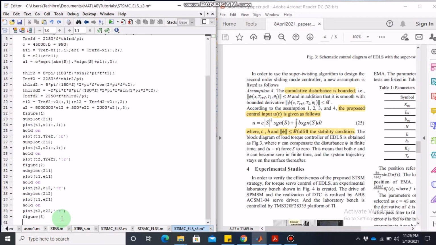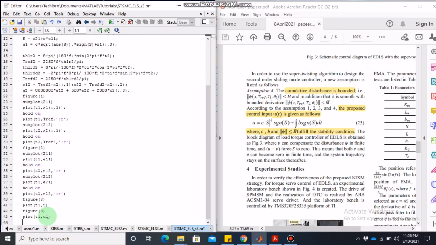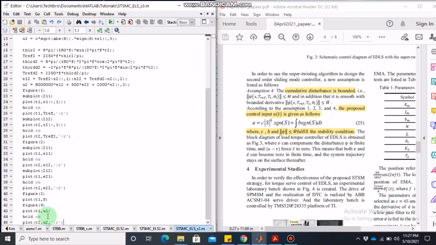And then in figure 3 I will have the sliding surface. That can only be for the sliding mode control, so I don't have a sliding surface in the PID control, so this will be only one plot. And finally in figure 4 I will compare the control magnitude for SMC and control magnitude for PID. So that will be all, and that completes our code.